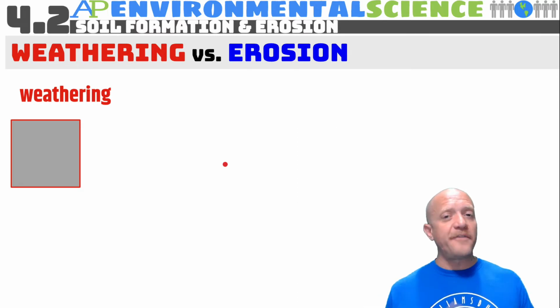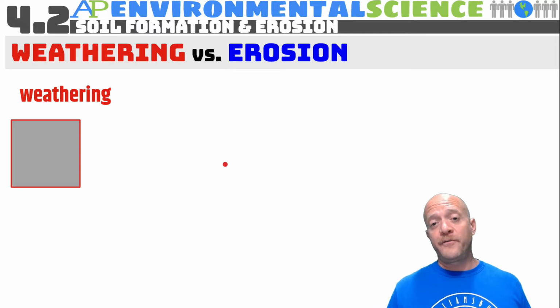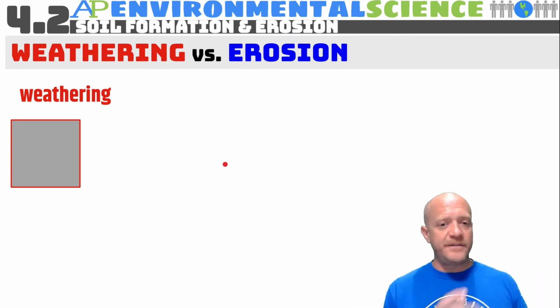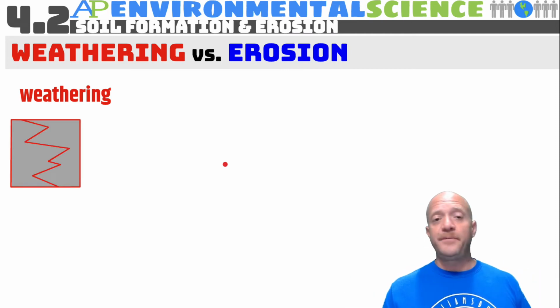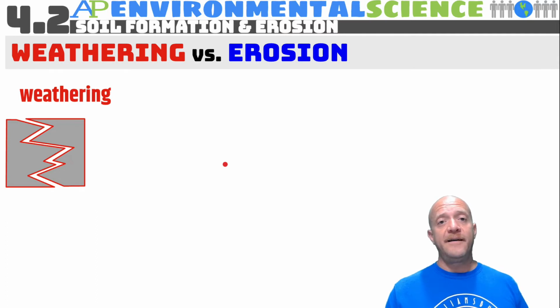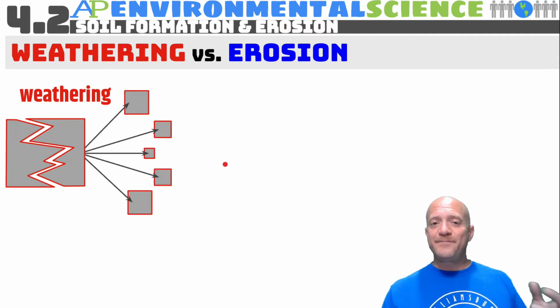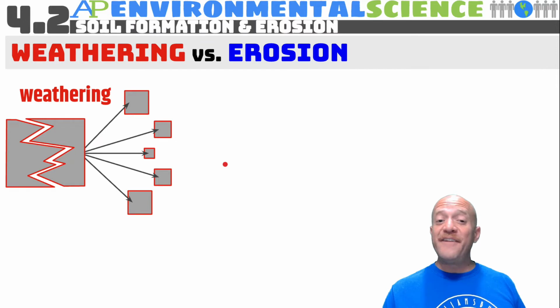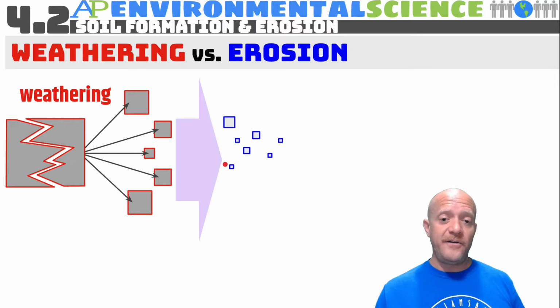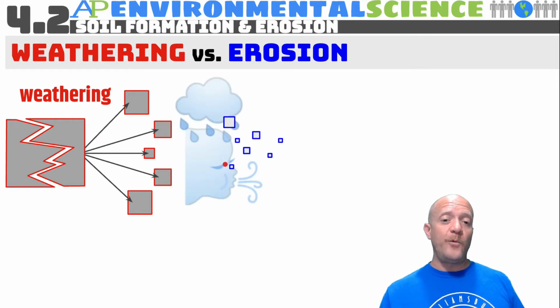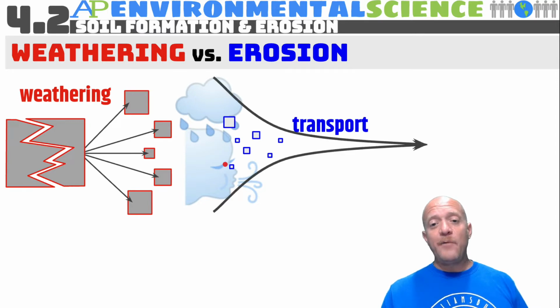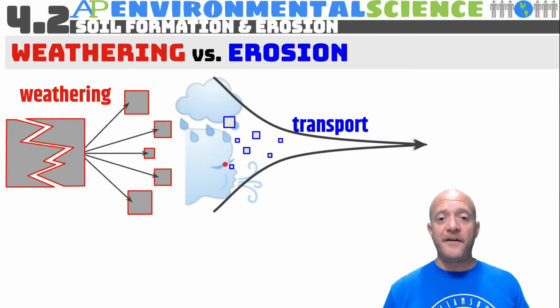Okay, let's talk about weathering versus erosion, because both of these are necessary in order for soil formation to occur. But you got to break it apart first, and then you got to move it somewhere else. That's what these basically mean. So weathering is simply breaking the rock apart, and then it's broken up into smaller pieces, and eventually it is so small that it can be transported by wind or by water. And when that happens, this is the transport portion of erosion.